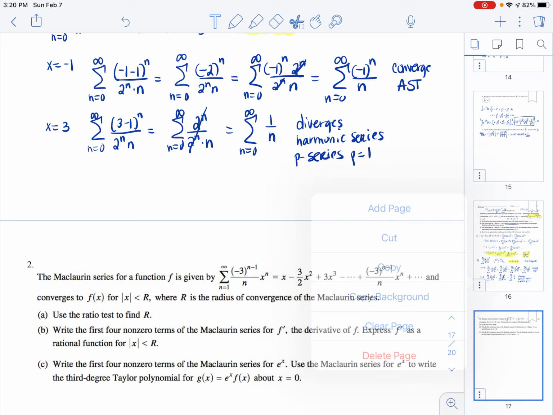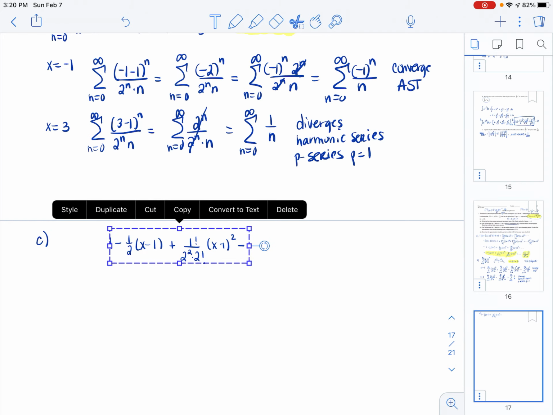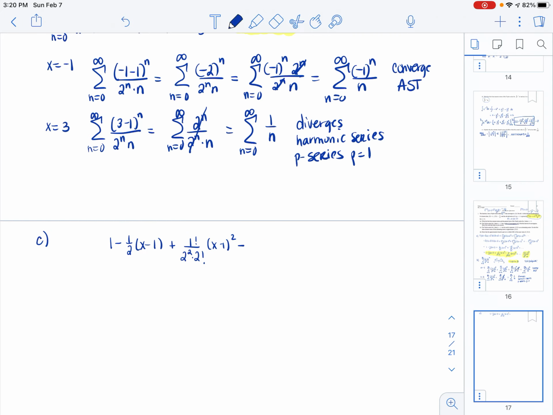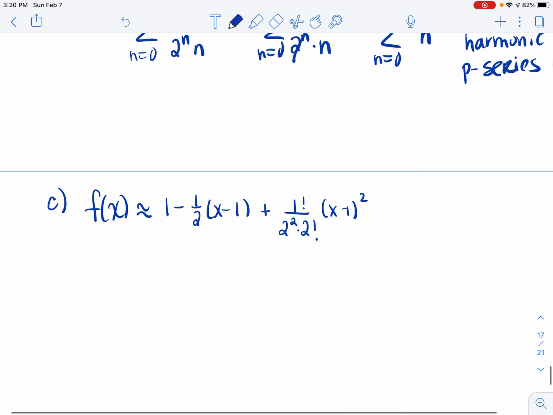Let me add an extra page. So this is part C. Let me get rid of some of this highlighting, that extra guy on top. And in fact, let me move that over just a little bit. And so remember, this is basically approximating f of x. And again, they specifically said use the first 3 terms.